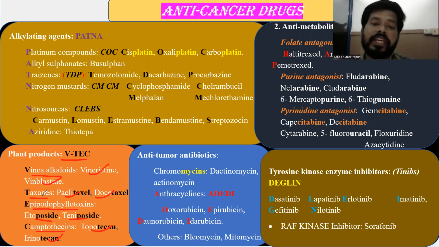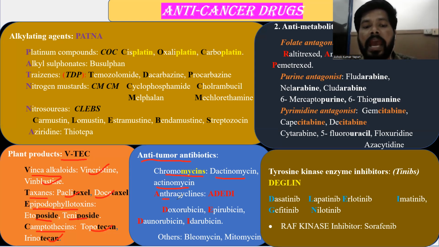And vinca alkaloids means vincristine as well as vinblastine. Camptothecins inhibit topoisomerase 1 in DNA synthesis, and epipodophyllotoxins inhibit the topoisomerase 2 enzyme. And next are the anti-tumor antibiotics, not penicillins or cephalosporins. They are derived naturally from bacterial sources. Some antibiotics derived naturally from bacteria are used in the treatment of cancer. First are the chromomycins, like dactinomycin as well as actinomycin.